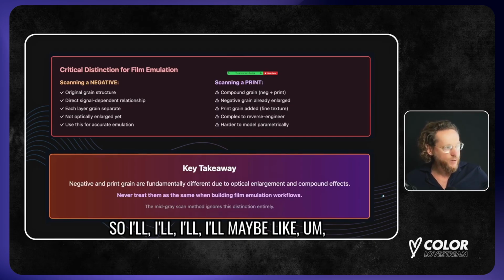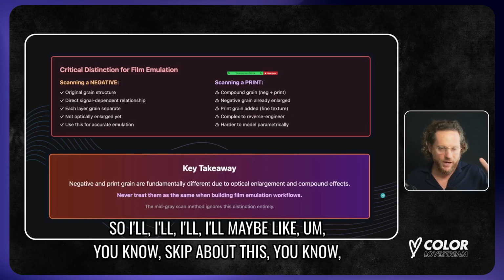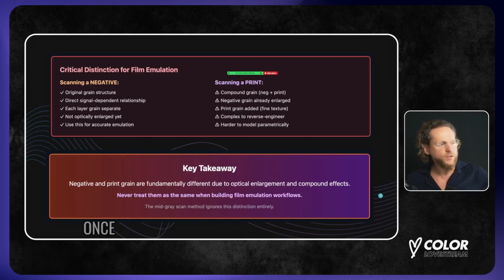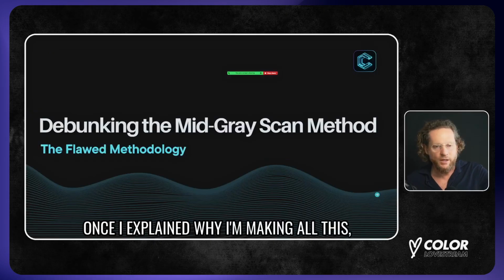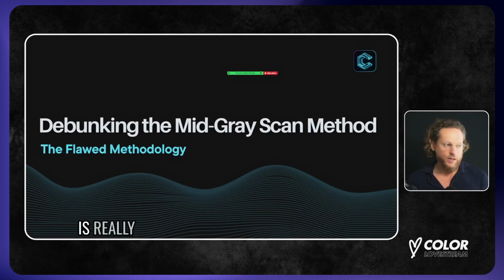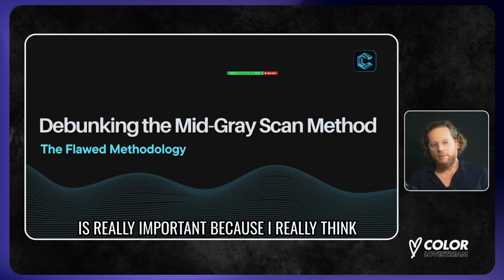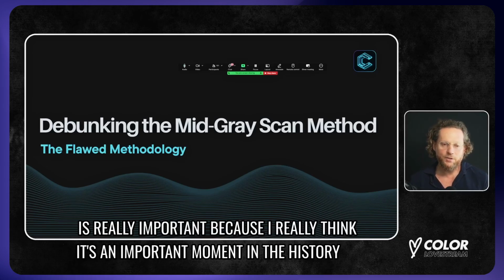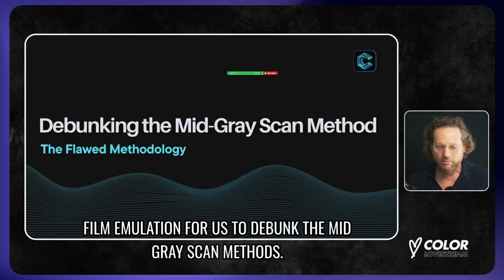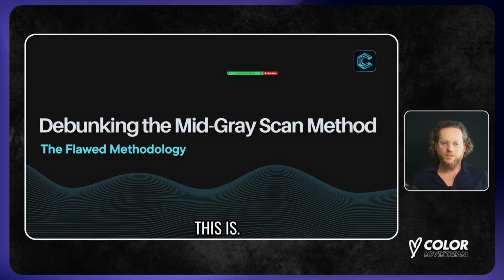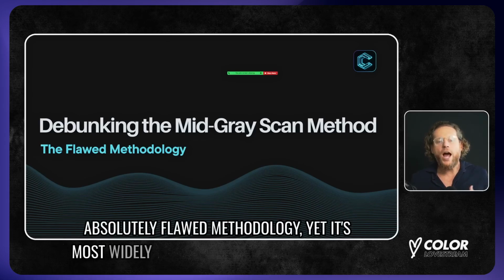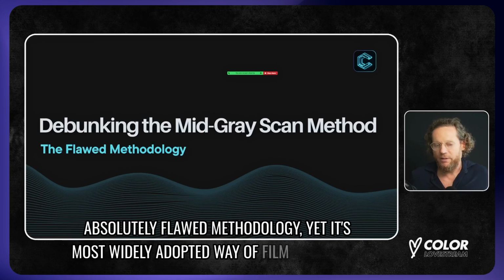I'll maybe skip the scanning for now, because right now I'll talk to you a little bit more about it. It will make much more sense once I explain why I'm making all this analysis, why this is really important, because I really think it's an important moment in the history of film emulation for us to debunk the mid-gray scan method. This is an absolutely flawed methodology, yet it's the most widely adopted way of film emulation.